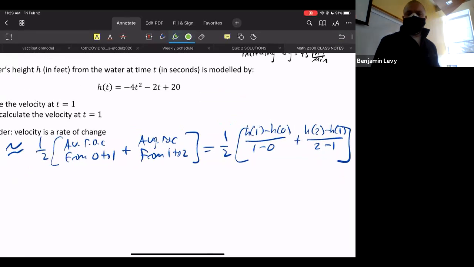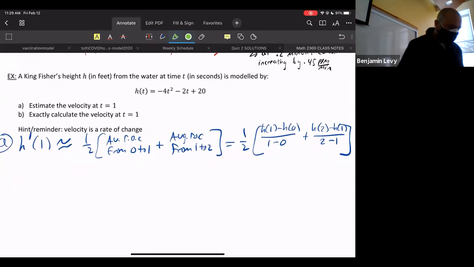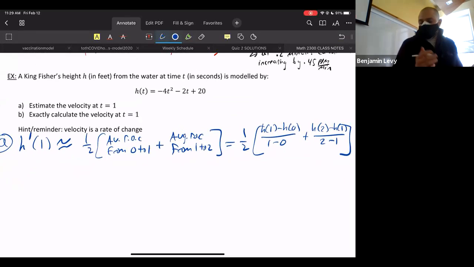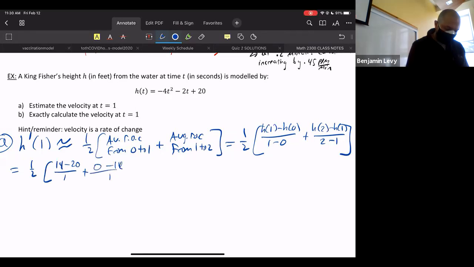That seem okay? All right, let's go ahead and finish this one off then. So I plugged the numbers in. This one's not that hard to plug numbers into, but I did it ahead of time. When you plug a 1 in, you get 14. When you plug a 0 in, you get 20. So that's minus 20, and then 2 minus 1 is 1. And when you plug a 2 in, I got 0, minus 14. Super easy to calculate, right?